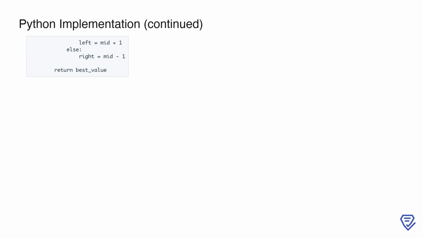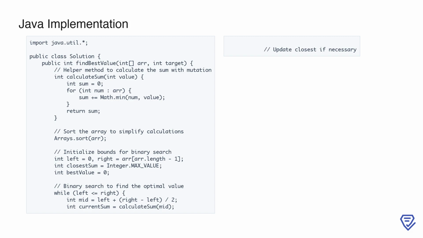Here, we start by importing the necessary Java utilities and defining the solution class. The main function of interest is findBestValue, which takes an array arr and a target value as inputs. Inside this function, there's a helper method called calculateSum. This method takes a single value as an argument and calculates the sum of the array after mutating its elements. Specifically, each element in the array is replaced with the smaller of itself and the given value, and the resulting values are summed up. This helper method is essential for evaluating potential mutations efficiently during our search.